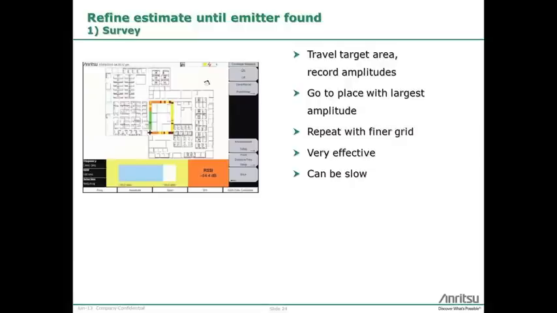So a survey, if I, in a place where I don't get a good bearing, basically just drive around and keep track of signal amplitude. And we have a picture here from our coverage mapping capability. This happens to be an indoor case, but that's also useful for finding signal emitters indoors in complicated situations. So basically you drive around, record the amplitude, go back to where the biggest amplitude is, and refine from there. It's very effective. Unfortunately, it can be slow. That's the biggest trade-off of this technique.